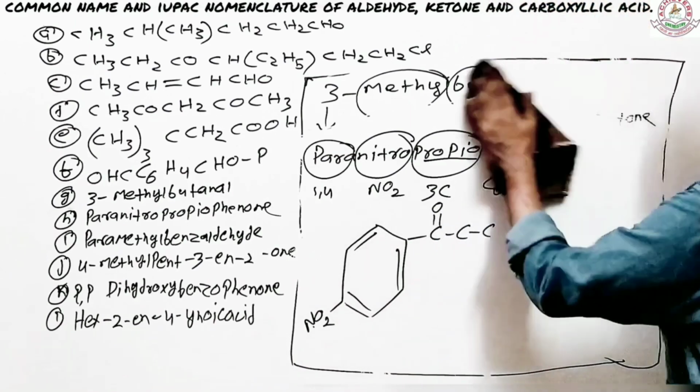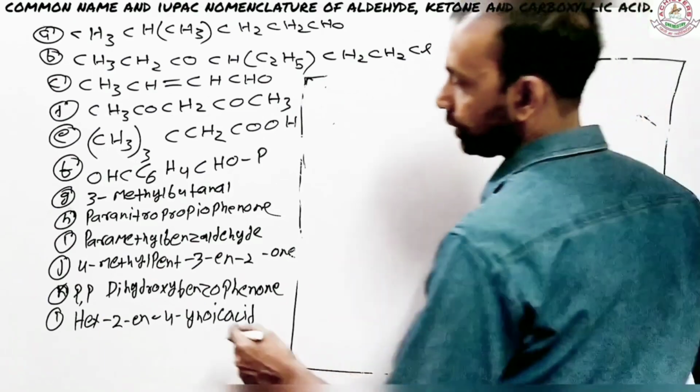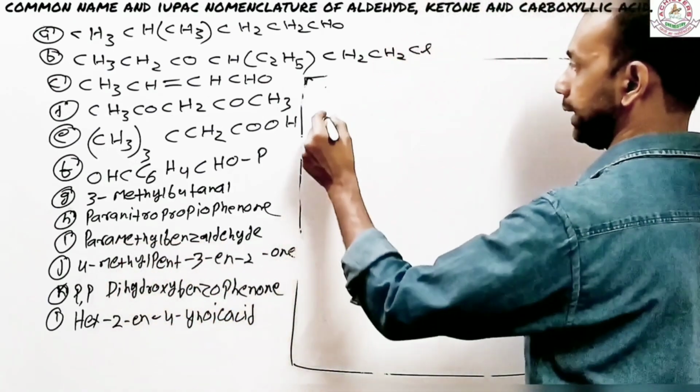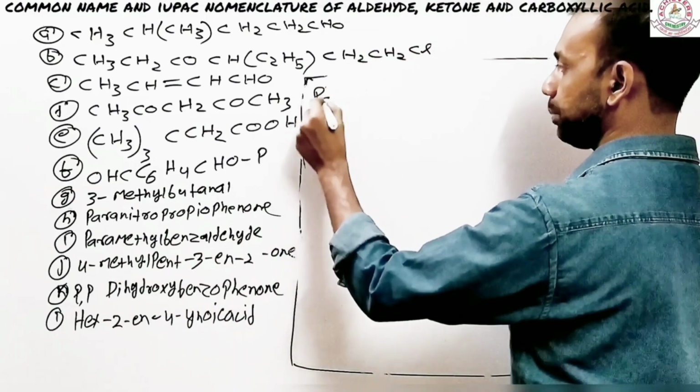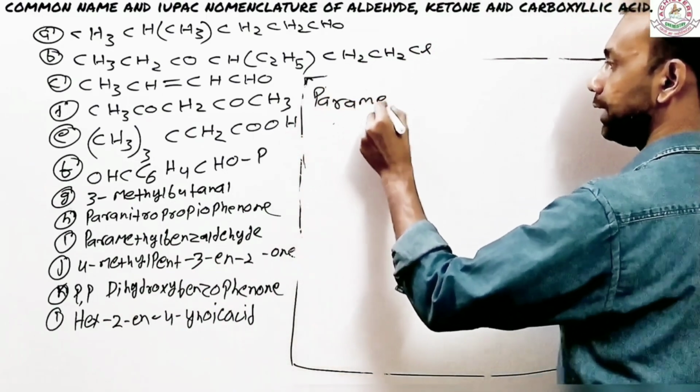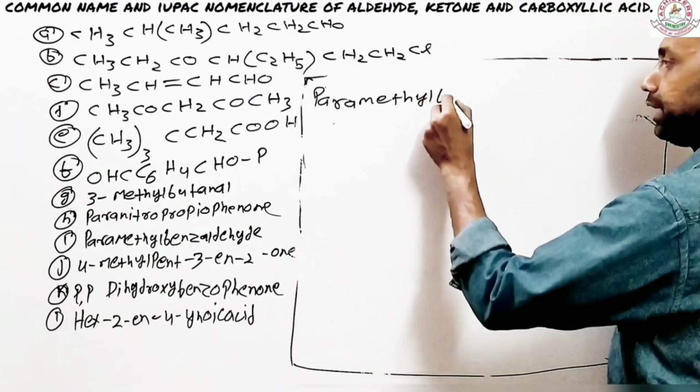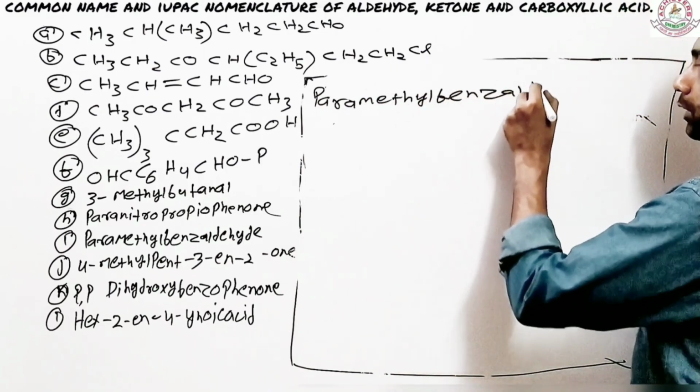Now let's do the next one. What next we have is para methyl benzaldehyde. So it's para, methyl, benzaldehyde.